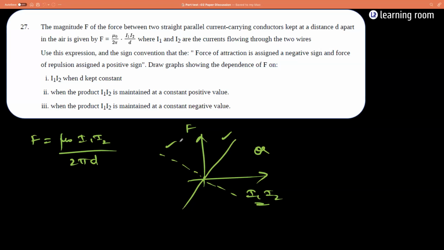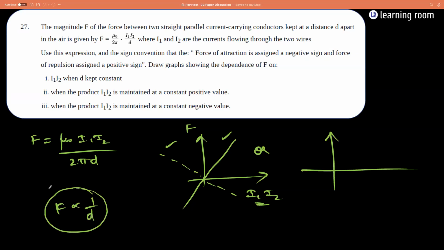When I1 I2 is kept constant at a positive value, then can I say F is inversely proportional to D? So F is inversely proportional to D means what will you get? You should get a graph like this. When the product I1 I2 is maintained at a constant negative value, F should be inversely proportional to minus D. So the graph will be something like this, the rectangular hyperbola. Are you able to understand this?